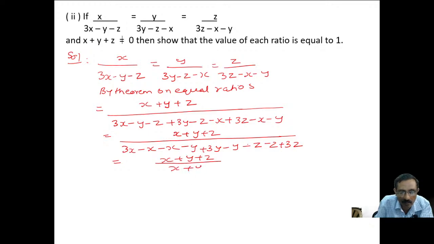Now this ratio is equal to 1 since x plus y plus z is not equal to 0, because this and this, 1 1 1 gives me 1.